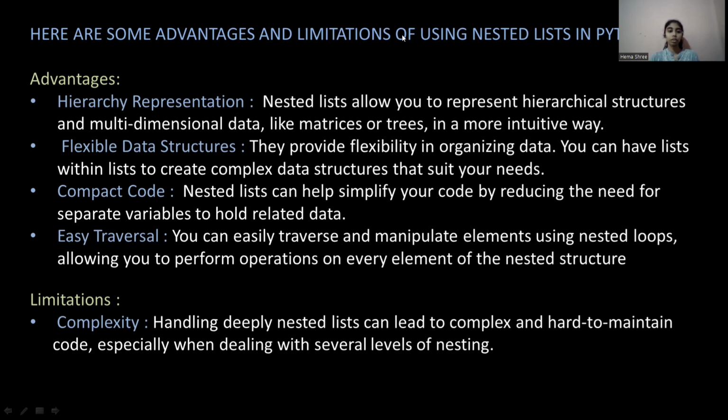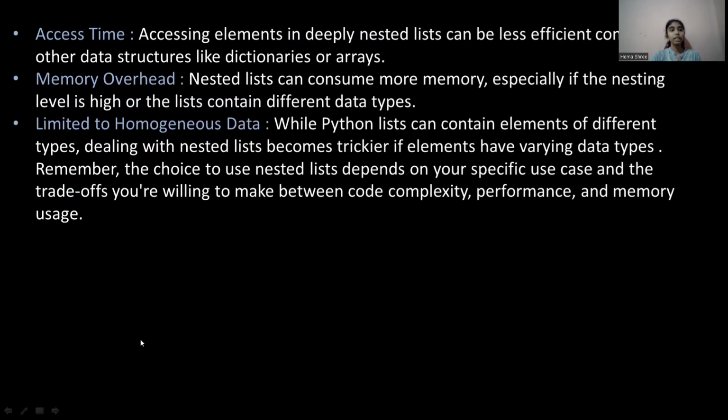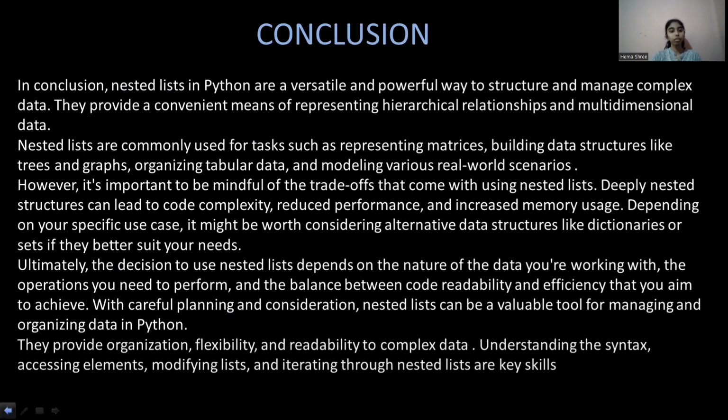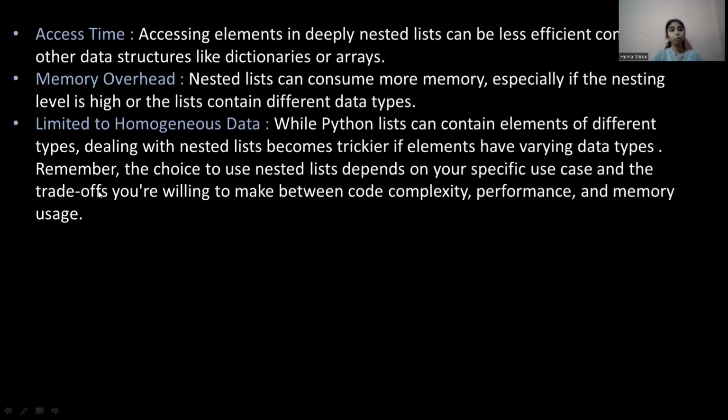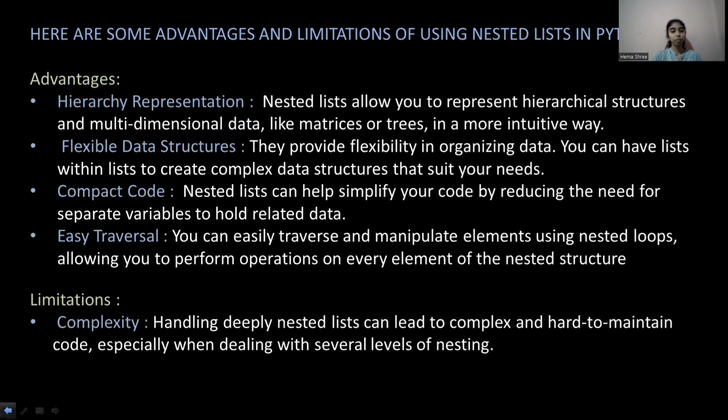Limitations are complexity, access time, memory overhead, and limited to homogeneous data. First is complexity. Handling deeply nested lists can lead to complex and hard-to-maintain code, especially when dealing with several levels of nesting.